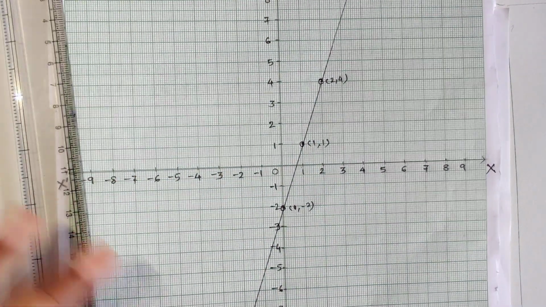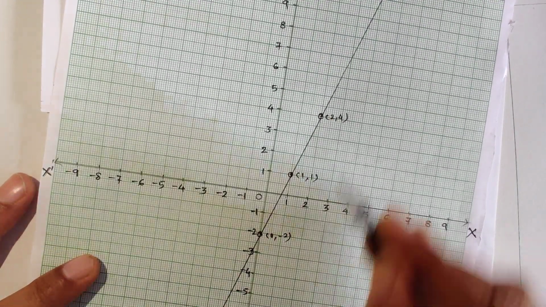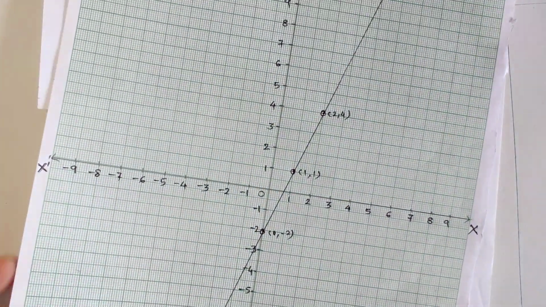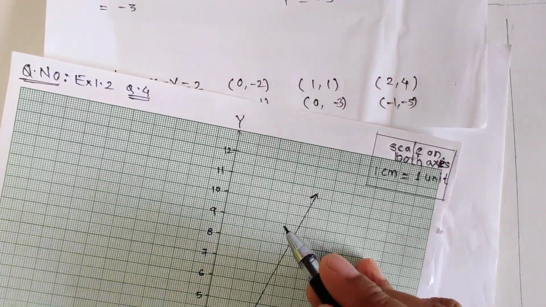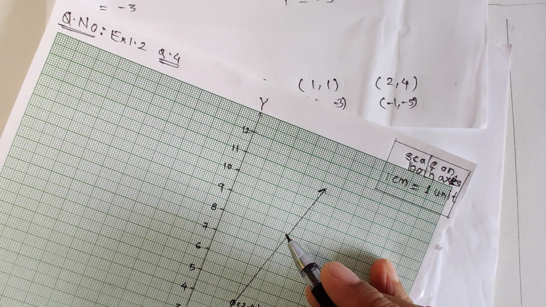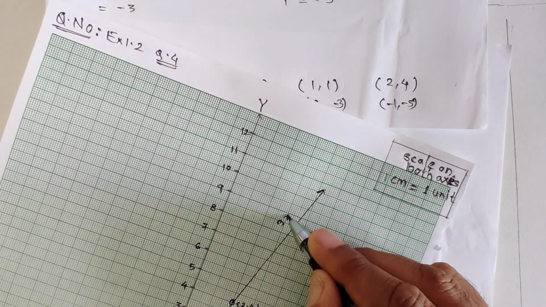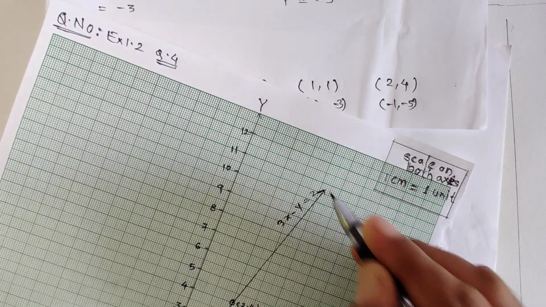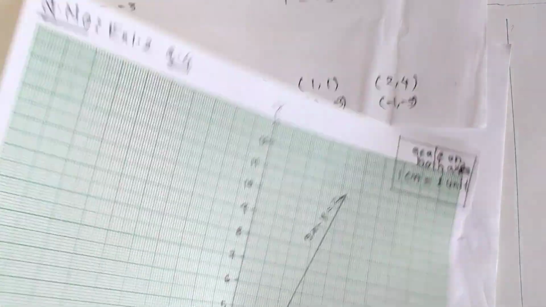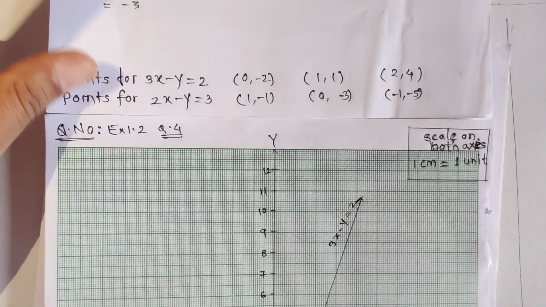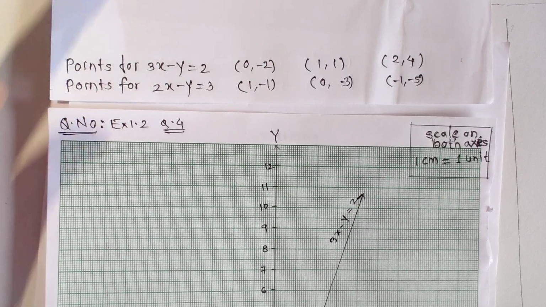So this is the graph of the first equation, and write the name of that equation here. This is the graph of the first equation, 3x minus y is equal to 2. Now we have to plot the line for the second equation.